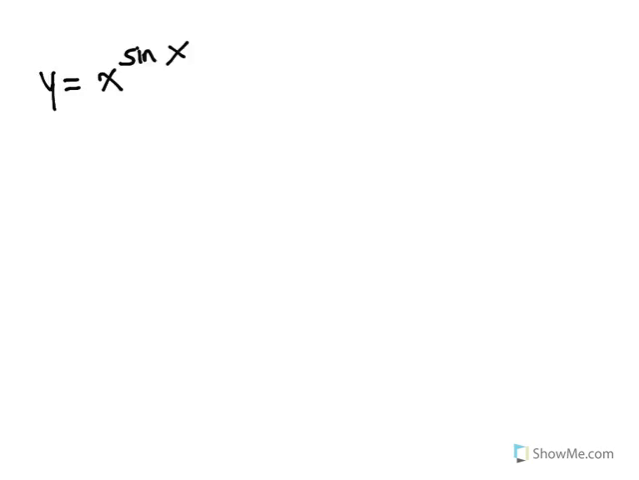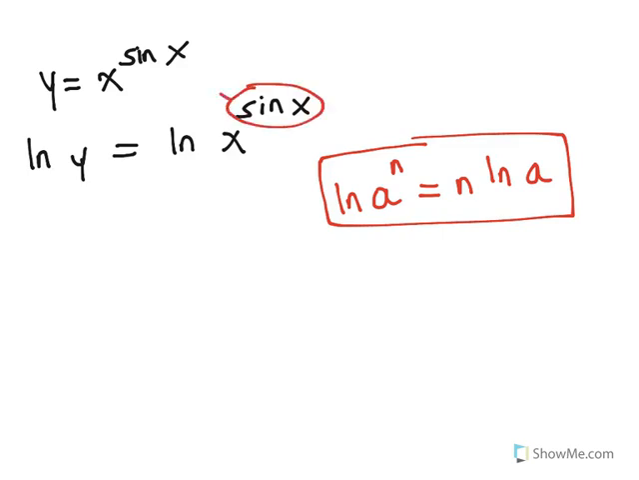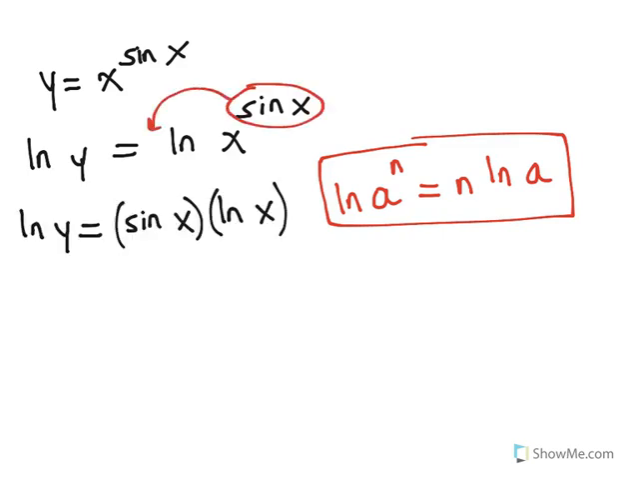So here's our function. We'll begin by taking the natural log of both sides of the equation. So there's our first step: take the natural log of both sides of the equation. Now we're going to use a property of logarithms. This is called the power property. And we can use that to bring this exponent of sine x to the front here. So we just did that.